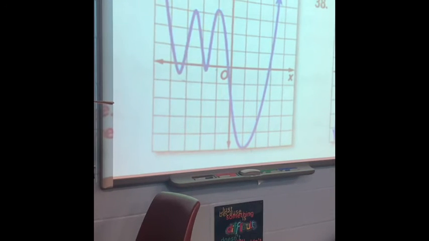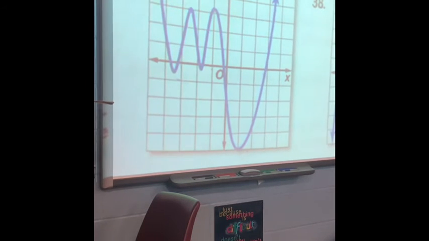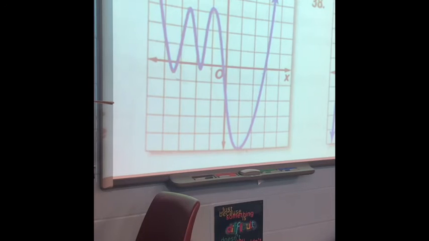6. Could be 8 or 10. But the smallest possible it can be is 6. Why 8 or 10? Because they're bigger than 6. And they're even. Does that make sense? No. No, why? Why can't we answer that?